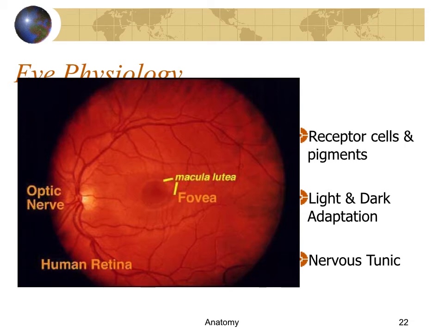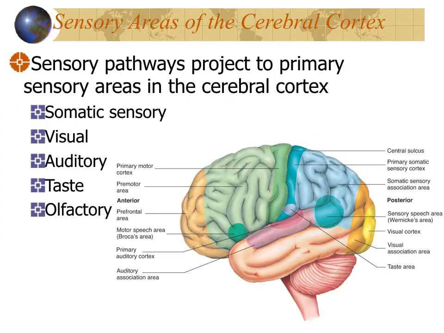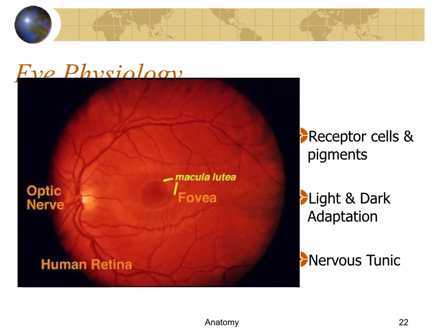Here, when we talk about eye physiology, hold on, let's go back. I got lost here. Hold on. The eye physiology includes the physiology of the receptor cells, and then the light and dark adaptation.